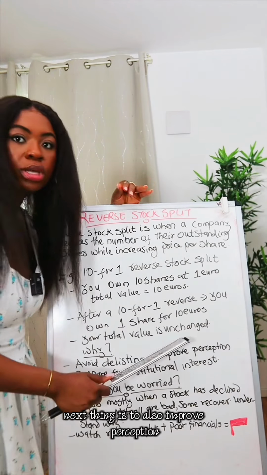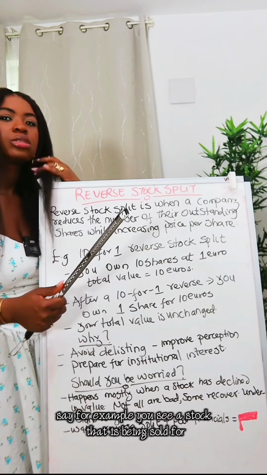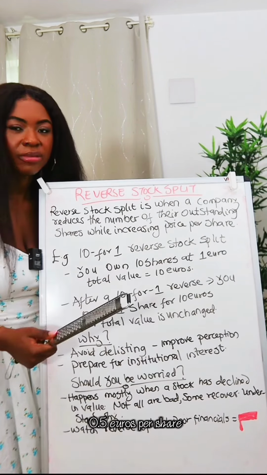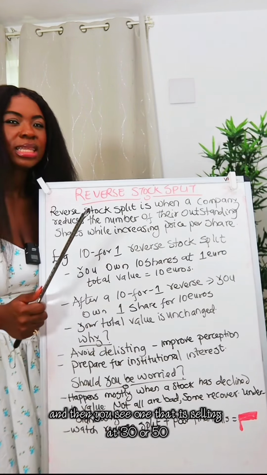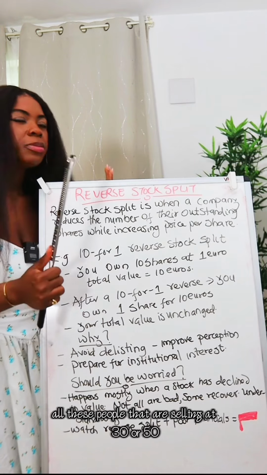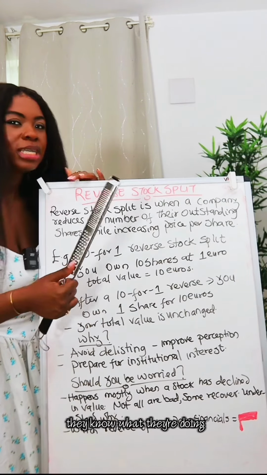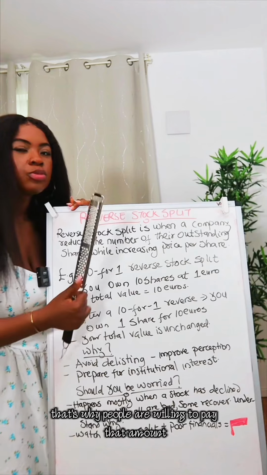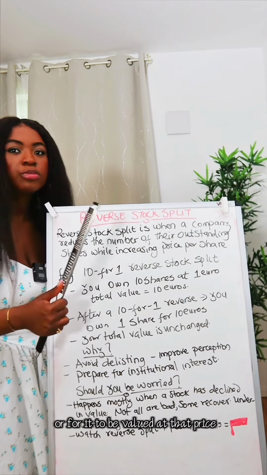Next thing is to also improve perception. Say for example, you see a stock that is being sold for €0.5 per share, and then you see one that is selling at 30 or 50. You would think that, oh, these people that are selling at 30 or 50, they know what they're doing. They're doing something right. That's why people are willing to pay that amount for the shares, or for it to be valued at that price.